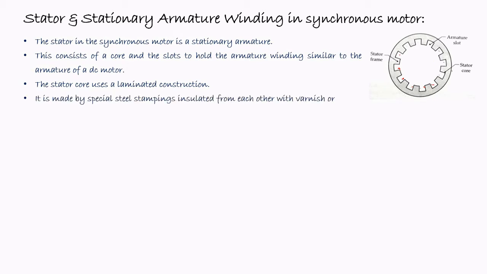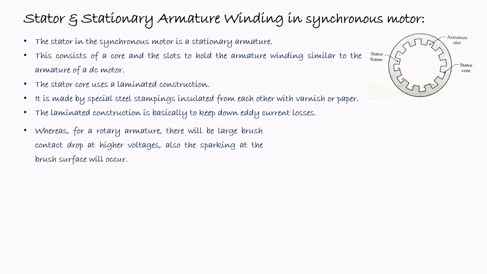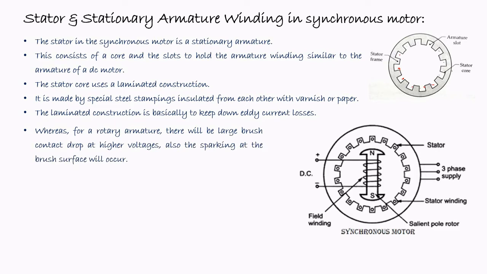It is made by the silicon steel stamping insulated from each other with varnish or paper. The silicon steel is basically used to reduce the hysteresis loss, and laminated sheets are used basically to reduce the eddy current losses. The laminated construction is basically used to keep down the eddy current losses. Whereas for a rotary armature, there will be the large brush contact drop at higher voltages. Also, the sparking at the brush surface will occur.